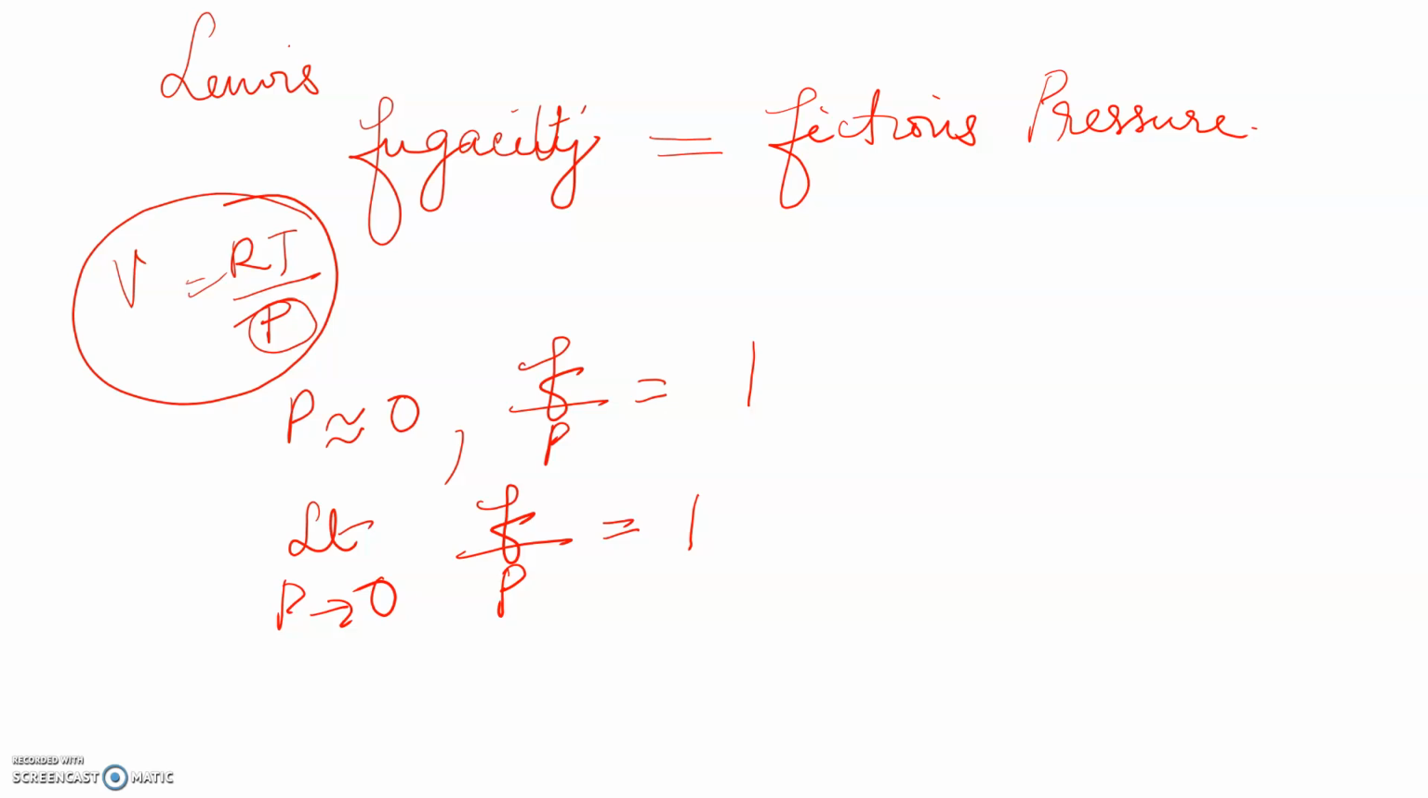So when pressure is higher, that is when pressure is not equal to 0, f by P is now called gamma, which is the fugacity coefficient. Okay, or from this we can write f is equal to gamma into P. Okay, f by P becomes 1 when pressure approaches 0, and when pressure is higher, for real gases, f by P is equal to gamma, and it is called fugacity coefficient.